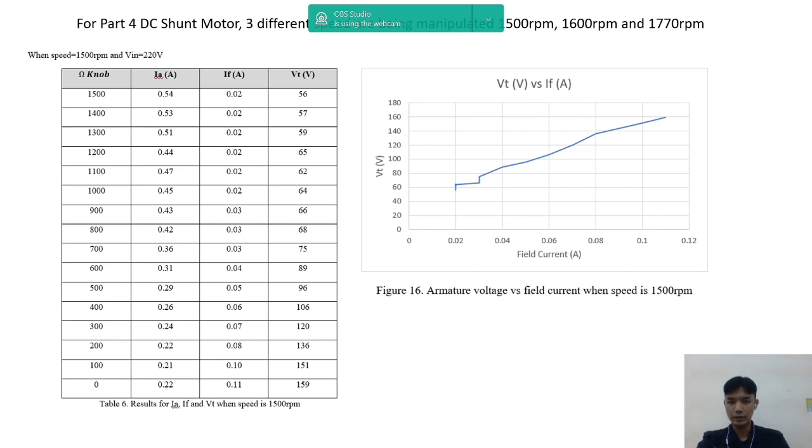Okay, as we can see, when IA, the armature current, increases, VT decreases, and IF decreases. The resistance increases, IA decreases, IF field current decreases, armature current increases. Okay, from the armature voltage versus field current graph, when speed is 1500 rpm, you can see that voltage increases when field current increases.